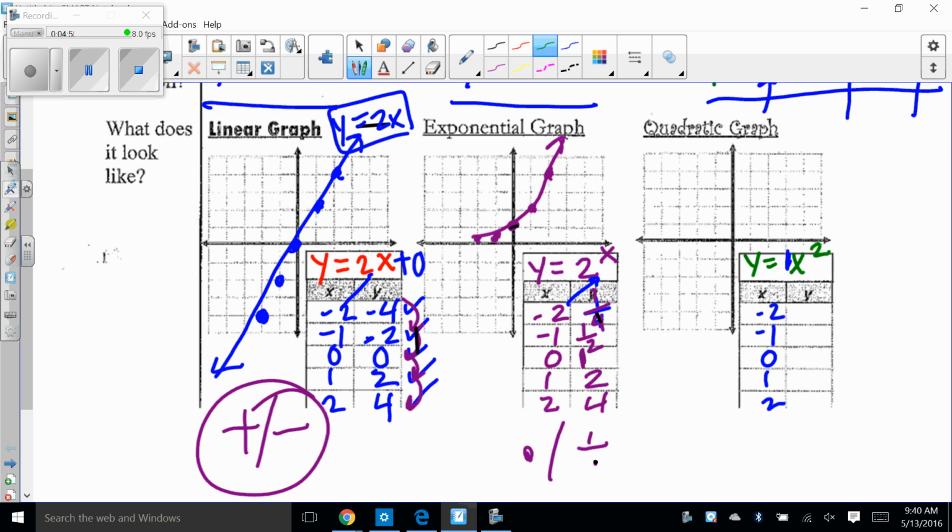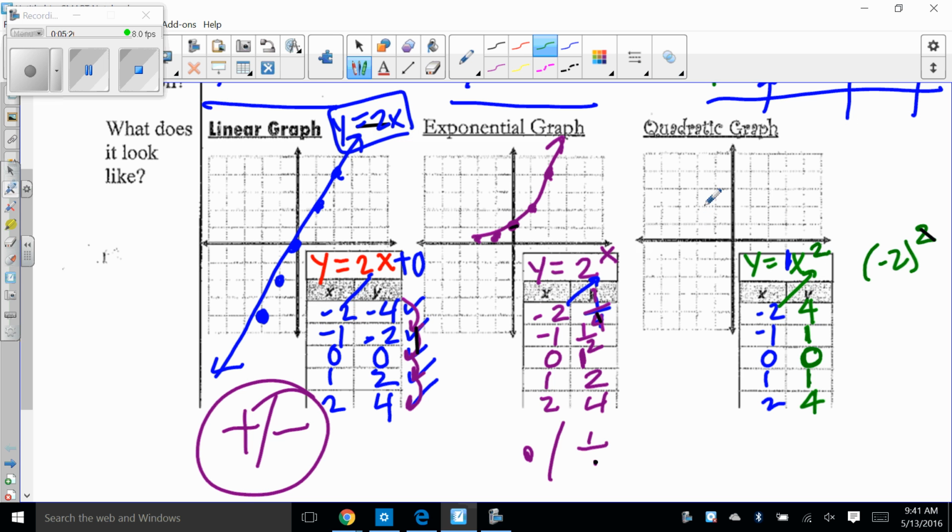Using substitution, we're going to substitute in. Make sure we protect that power. -2 to the 2nd power is +4. Plug in the -1. -1 to the second power is +1. Plug in 0. 0 to the second power is 0. Plug in 1. 1 times 1 is 1. And plug in 2. 2 times 2 is 4. Now this is known as a quadratic because of the power of 2.